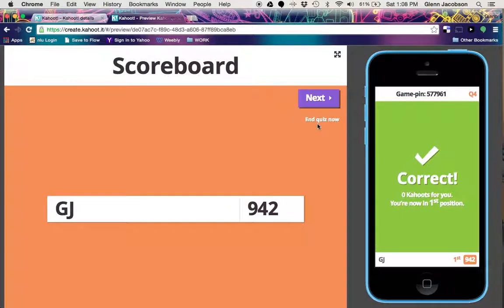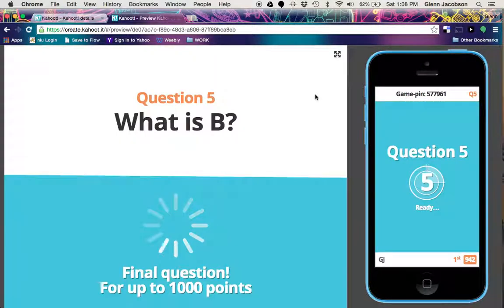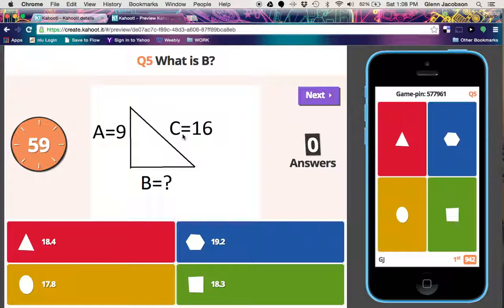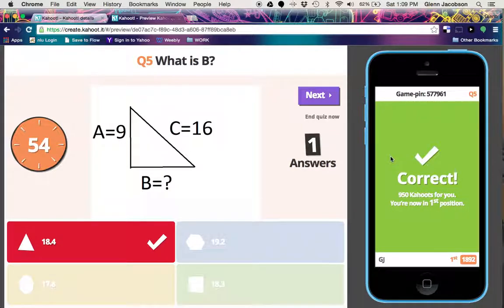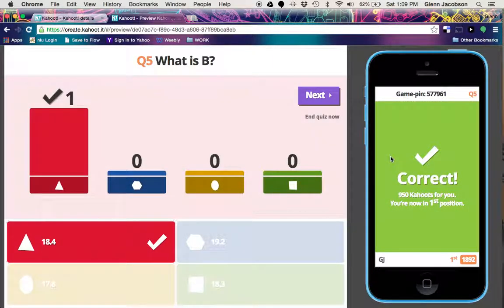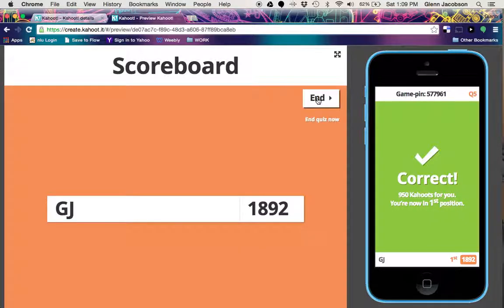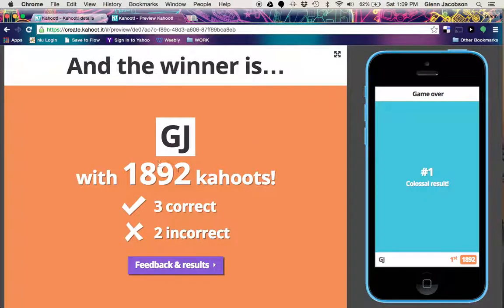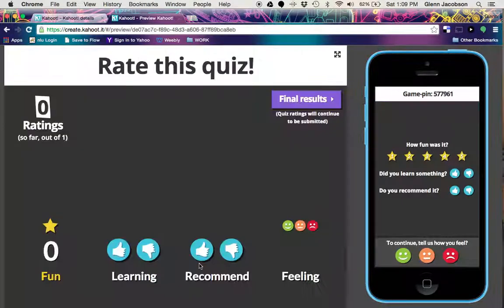And then we will get to the last question, which again, unfortunately, is wrong, because again, they went c squared plus a squared equals b squared. They say the answer is 18.4, which is not actually the real answer, but you can see how answers are entered and recorded. So you get to the end of the quiz, and it shows the names, the feedback, results.